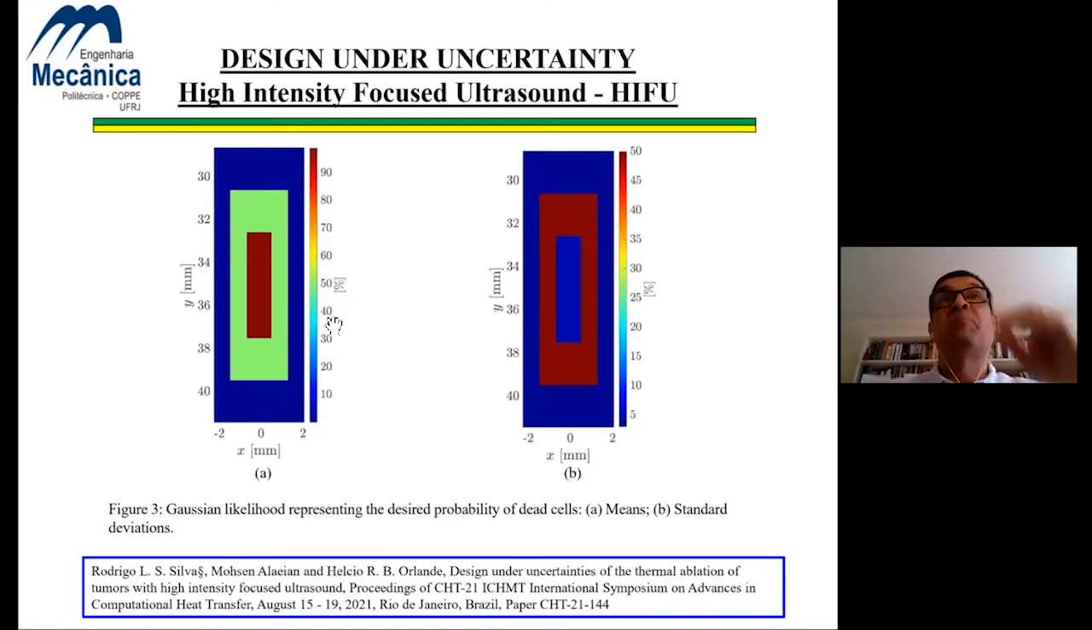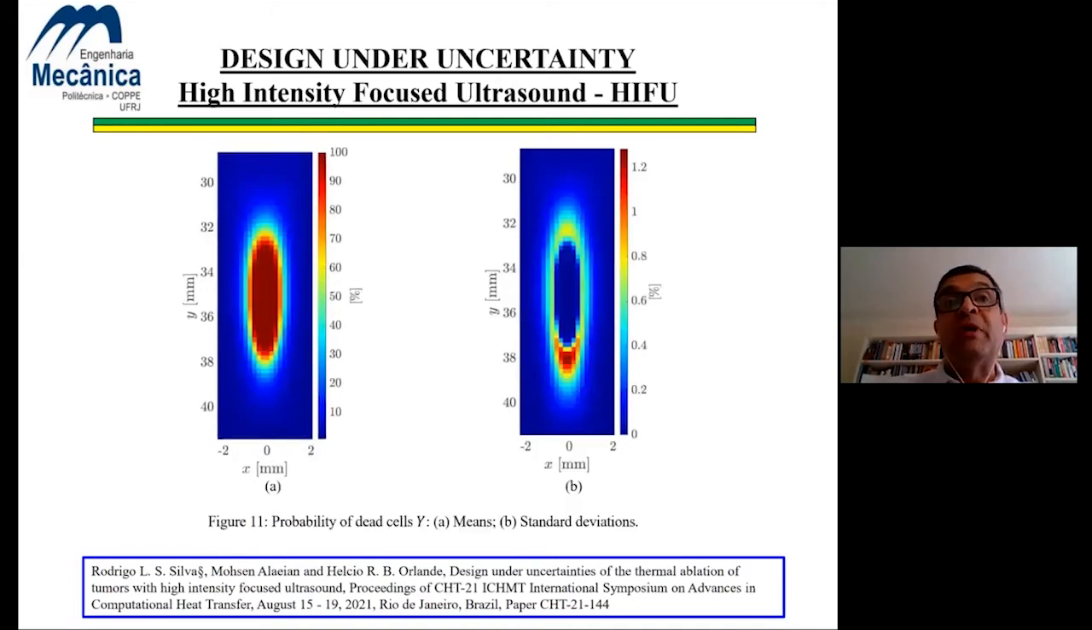On the left, we have the desired probability of dead cells inside the region, which is almost 100% in the tumor region, and it's 0 in the region containing the healthy cells. And after we implemented the Metropolis-Hastings with sampling by blocks, we get this figure on the left that shows the mean values of the designed probability of dead cells, while the figure on the right shows the standard deviations associated, I mean, the uncertainty associated with this distribution of the dead cells in the region.